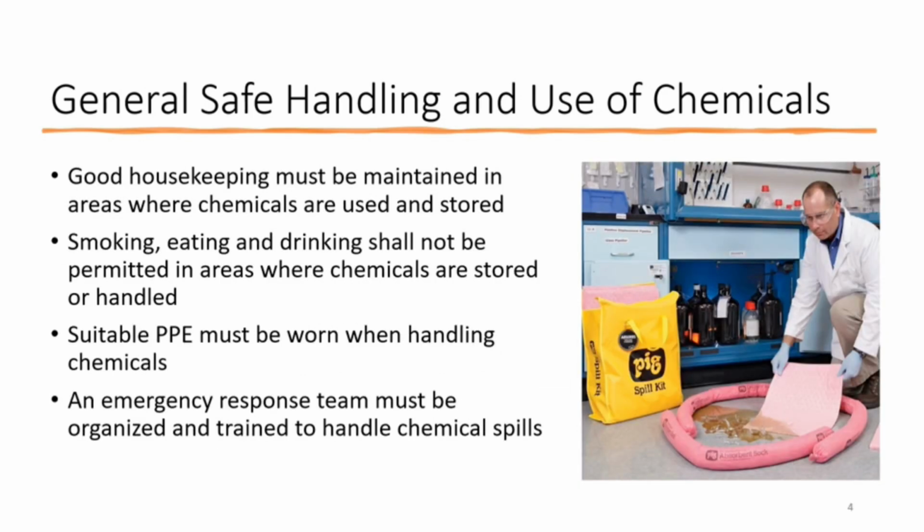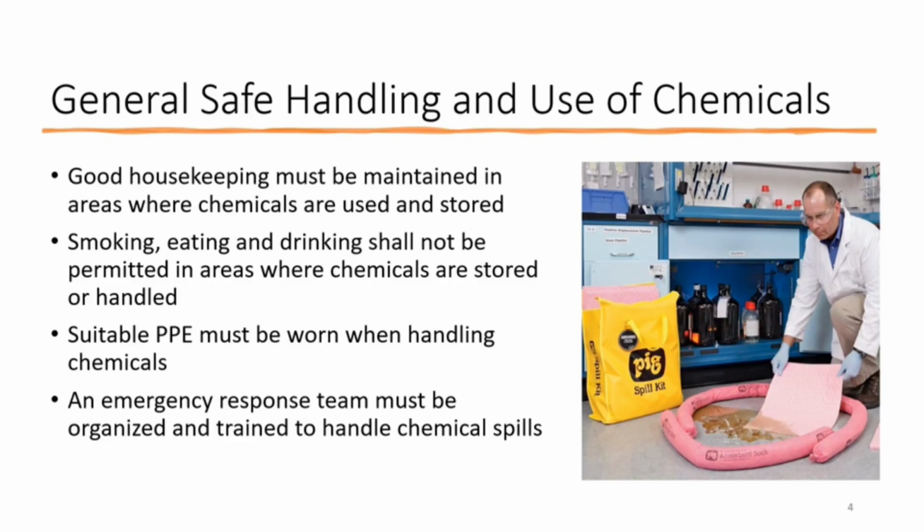Good housekeeping must be maintained in areas where the chemicals are used and stored. For example, during your experiment, always make sure the various containers containing the different chemicals are clearly labeled. Smoking, eating, and drinking shall not be permitted in areas where chemicals are stored or handled. Smoking is not allowed because in a lab there will be flammable substances. Eating and drinking can cause cross-contamination of the chemicals into your food and drinks.